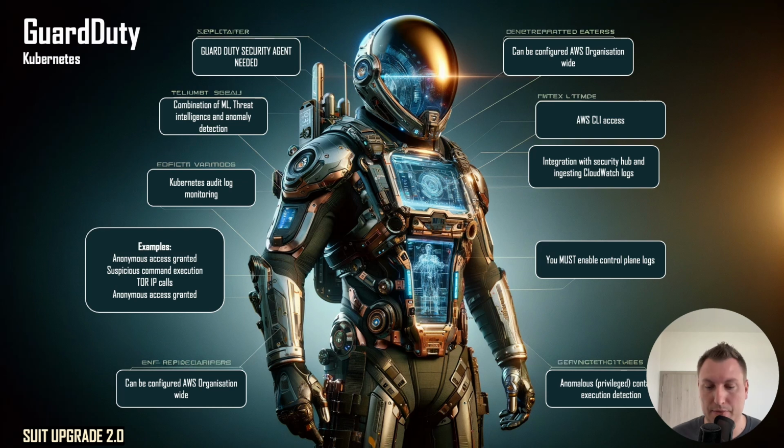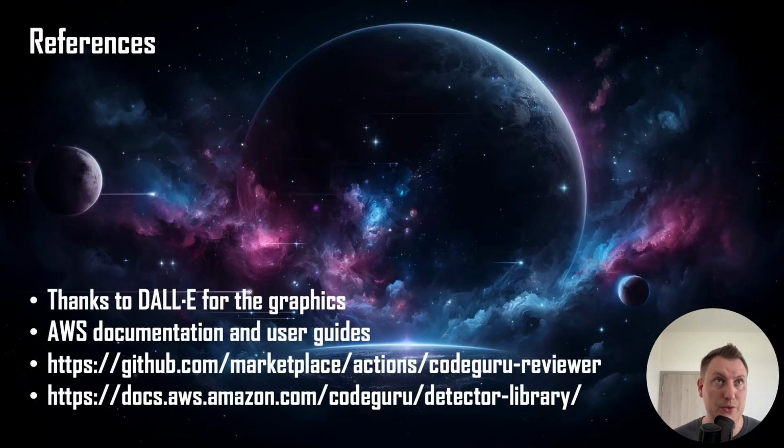And just a few references for you if you are looking. The graphics were not done by me; I was using DALL-E and AWS documentation. The CodeGuru review is on GitHub, and the documentation for the CodeGuru detection library is also in the links.